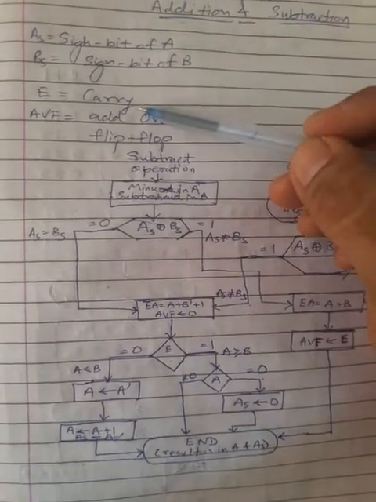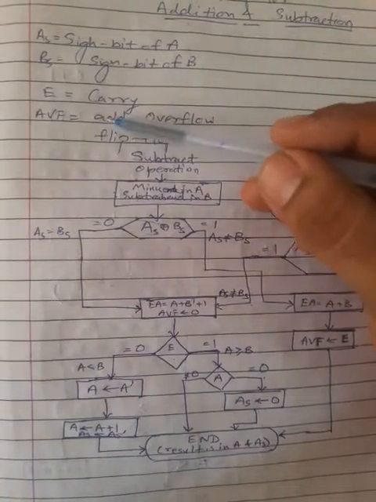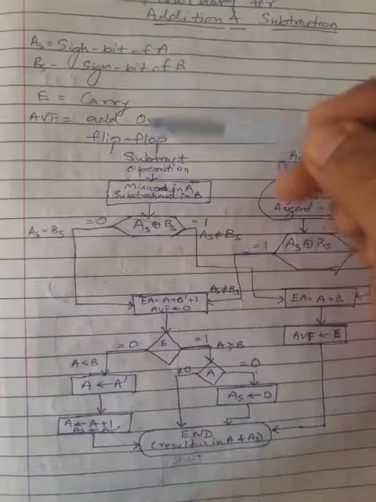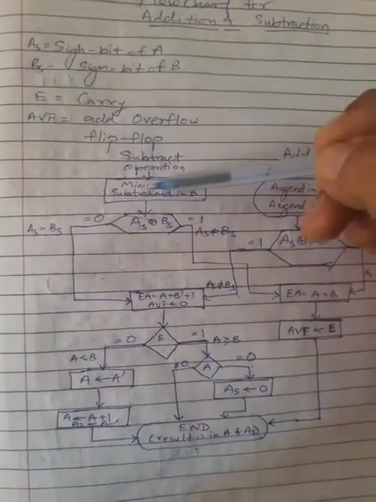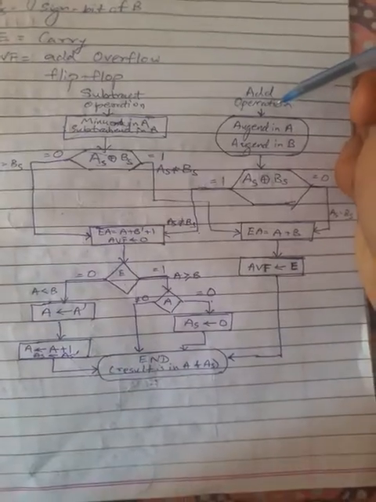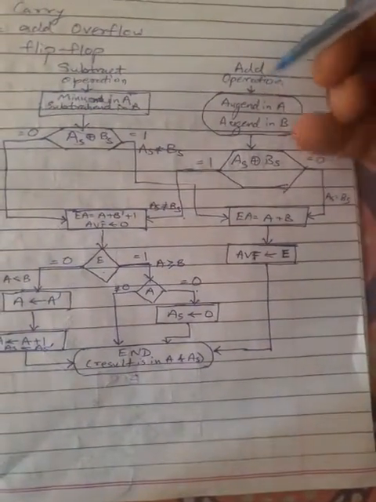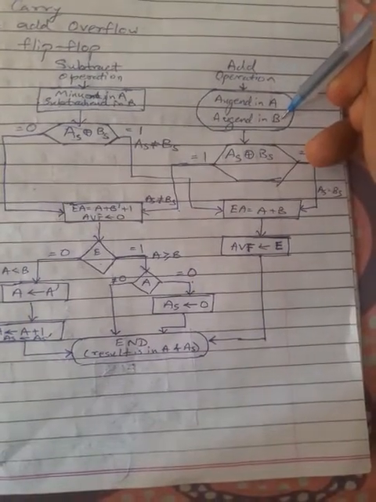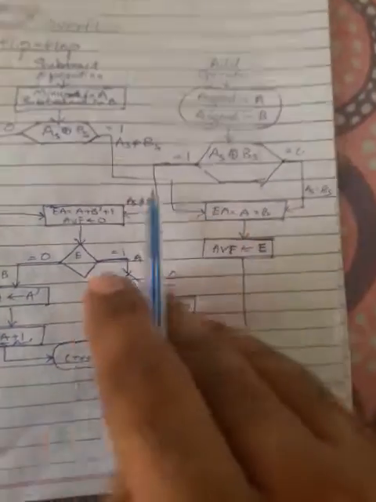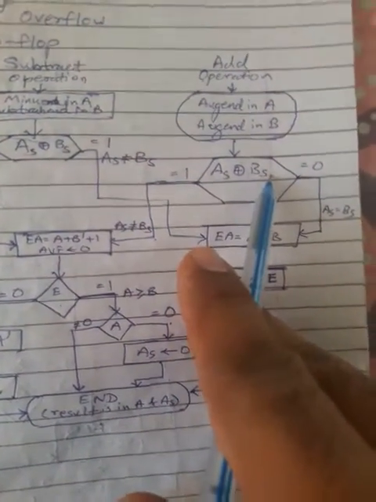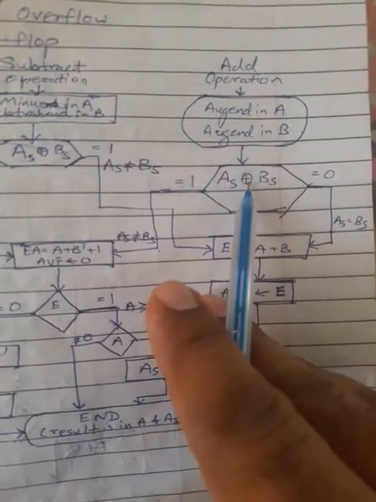Okay, so here E is equal to carry and AVF, that is the add overflow flip-flop. Those are the short forms, the particular parts that we are using in the flow chart. Now first we will see the addition operation, in which the first part is A and the second part is B. Both are going to be added, and first of all we have to see whether their signs are equal or not.